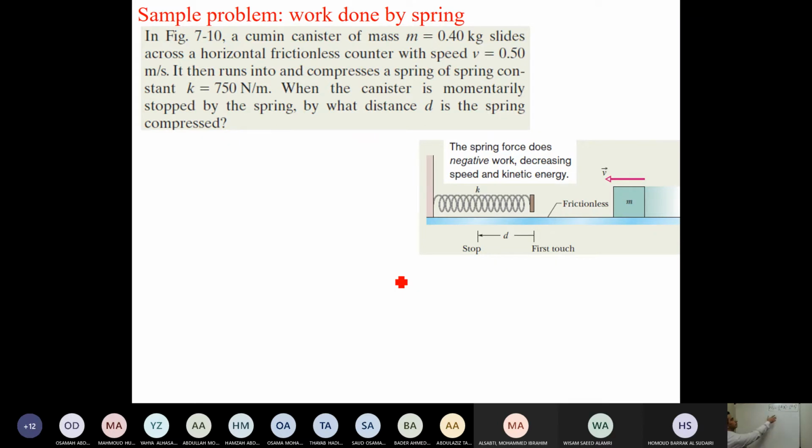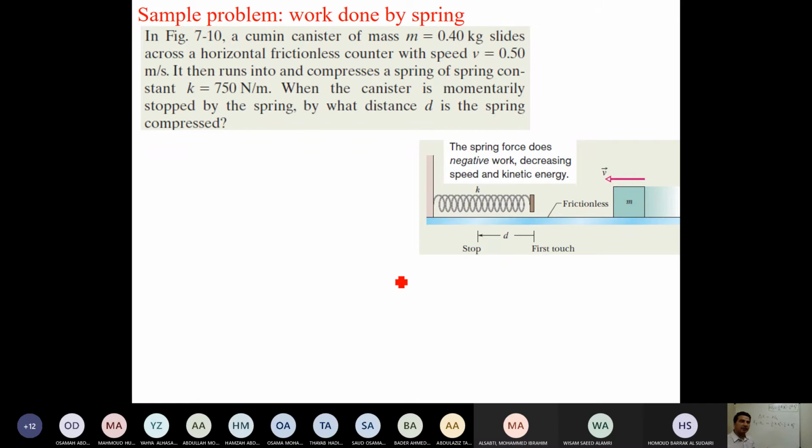Here we are going to apply the work energy theorem. We know the change in kinetic energy is equal to the work done. And here we see that the work is done only by the spring force. There is no other force involved. So I'm going to put Kf minus Ki, final kinetic energy minus initial kinetic energy, is equal to the work done, which is half k xi square minus half k xf square. Okay?